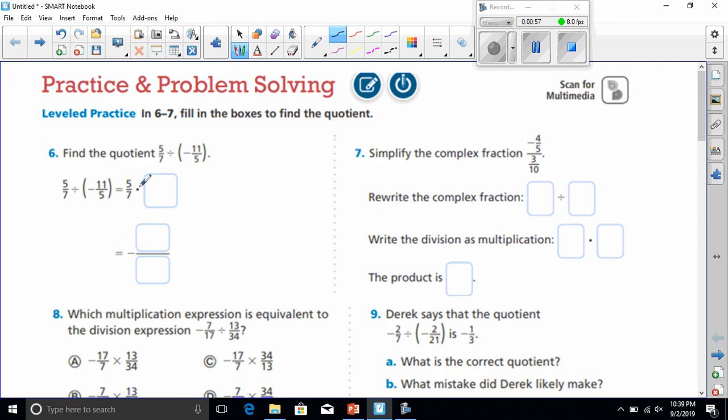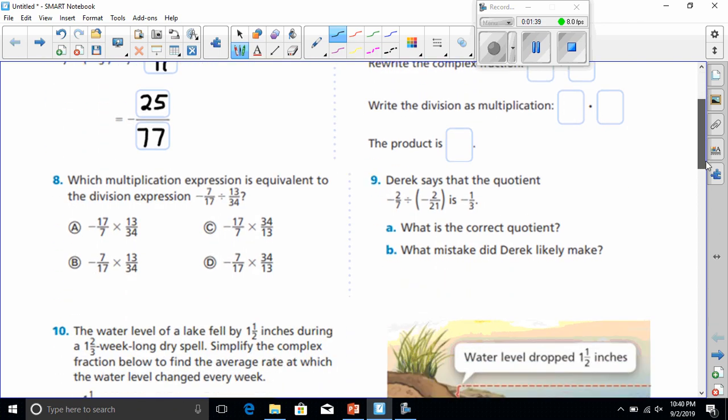that's going to be 5 over 7 times. Remember, we turn this second one around, so it will be negative 5 over 11. And now we can treat it like a multiplication problem. 5 times 5, the top number multiplied to the top number. And that's going to be, well, they've already said this is negative, so we don't need to put the negative sign there. But 5 times 5 is 25. And 7 times 11 is 77. I don't believe you can simplify that, so that's it, 25 over 77. 7 is yours to do. Let's go to number 8.